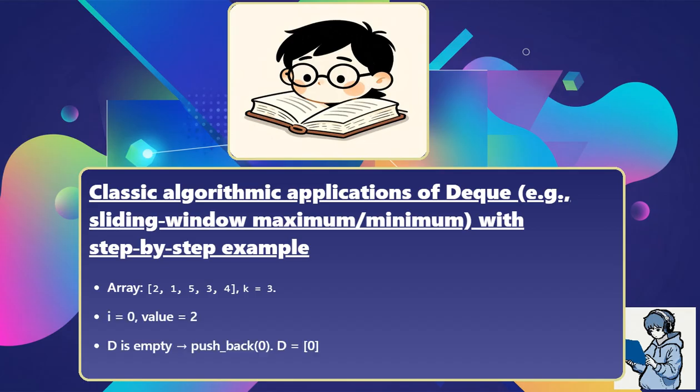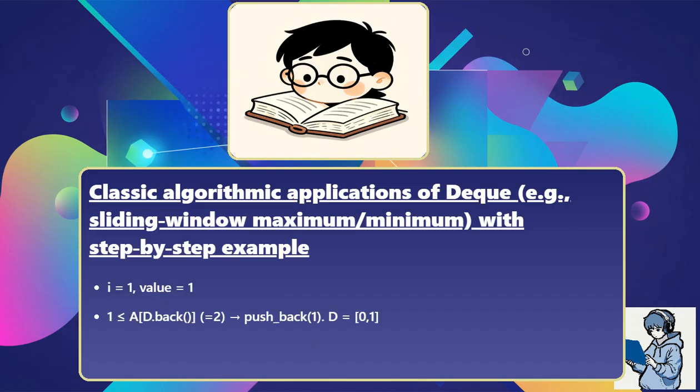i equals 0, value equals 2. D is empty, push_back 0. D equals [0]. i equals 1, value equals 1. 1 is less than or equal to a[D.back] equals 2, push_back 1. D equals [0, 1].